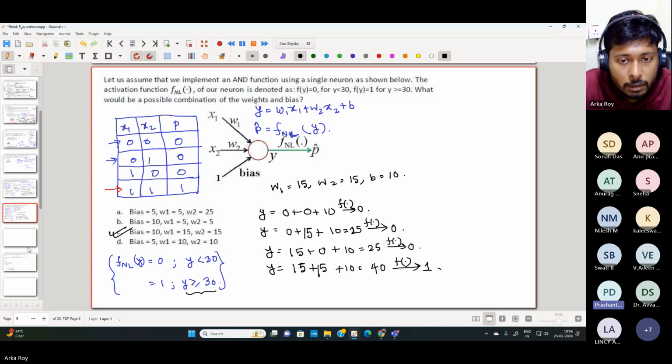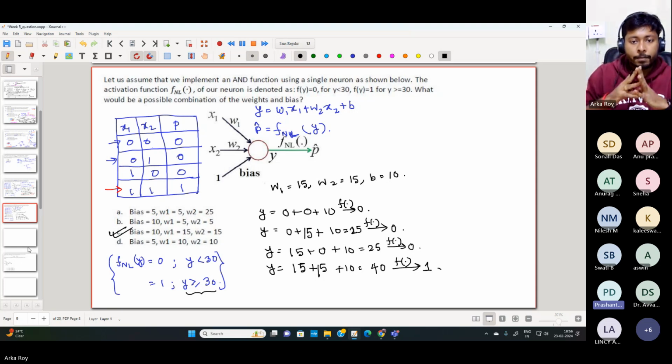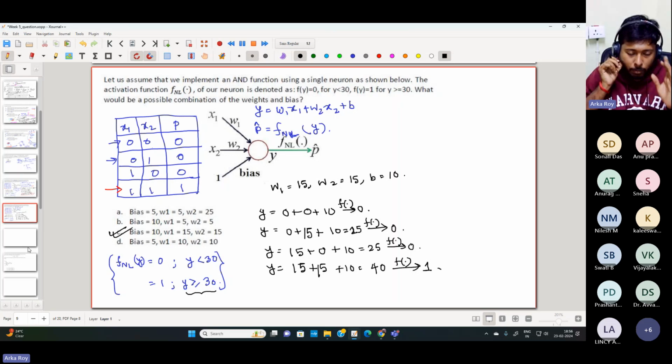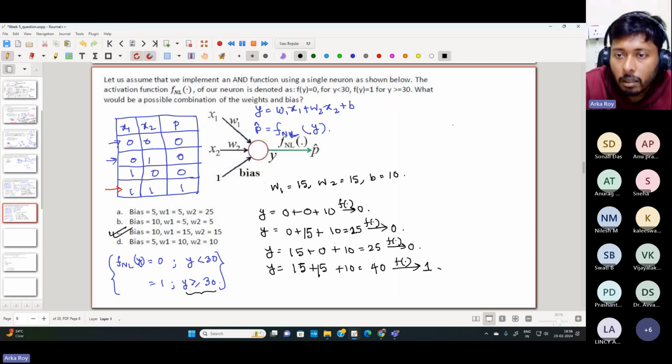Sir, in the lecture, it is solved using the matrix. So first it is taken bias, then W1, W2. So why do we have to take first bias only? Why not W1, W2 first, then bias? You can use W1, W2 before. For example, you can write it like this also. There is no problem with that.